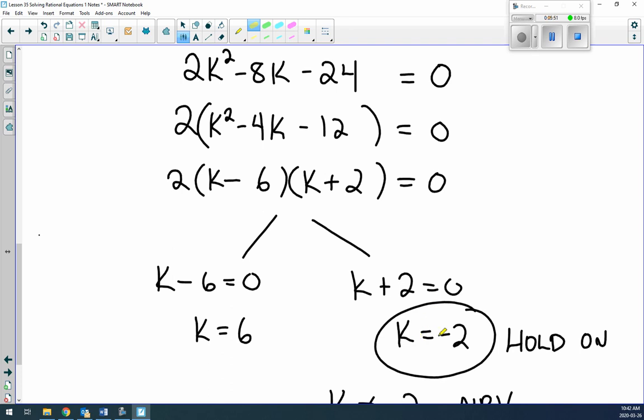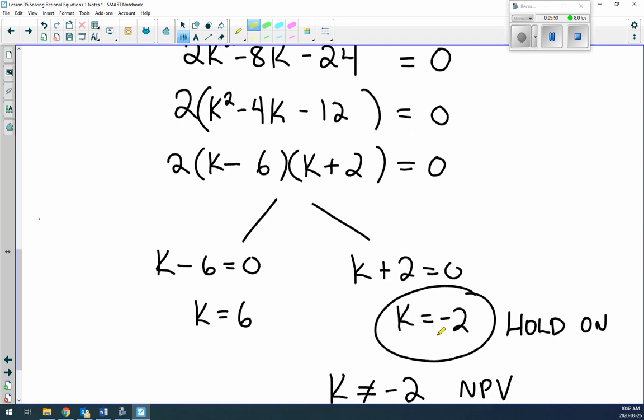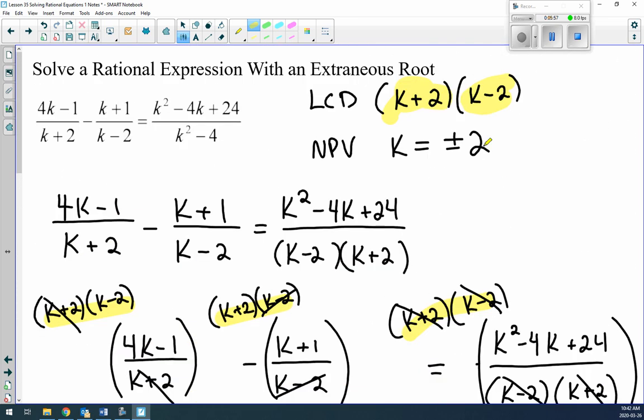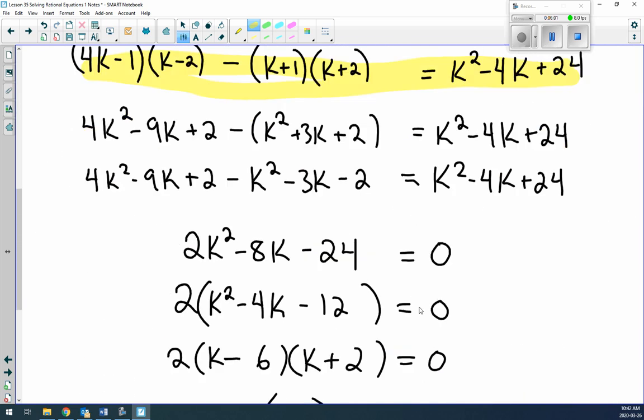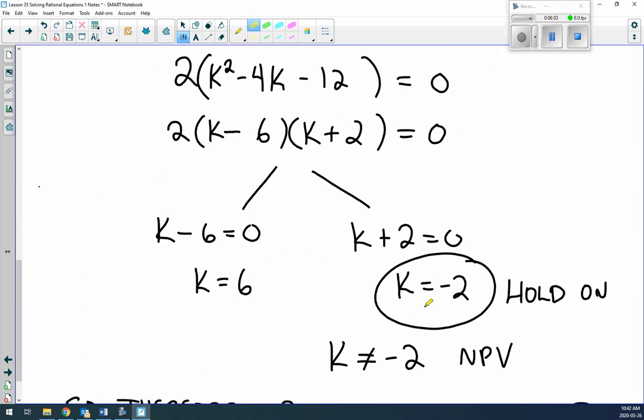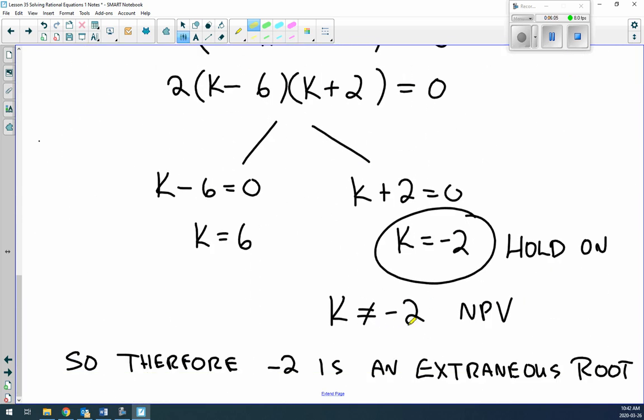Whoa, whoa, whoa. Wait. What did we say that k cannot be? Way up the top here, we said, oh, look, k cannot be equal to plus or minus 2. And we ended up with that as one of our answers. Oh, we can't do that. So k cannot equal negative 2. So therefore, we know this before, that negative 2 is an extraneous root. We needed the negative 2 to be able to do all the math for this question, but it's not one of the answers when we finally get to the end.